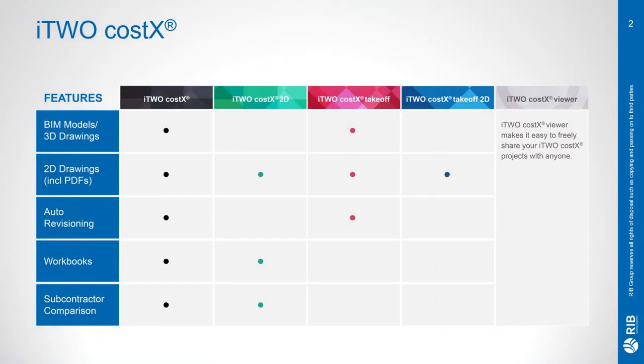Before we jump in, let's chat about iTWO costX at a high level. iTWO costX is our feature software that comes in a host of different options with different functionalities. Moving from simple 2D takeoff on the very right in the blue column to the pink column adding 3D functionality, to the green, which is comprised of 2D takeoff package as well as estimating components, and finally to the full feature in the black column. If you're new to costX, you may be asking why you would need costX.